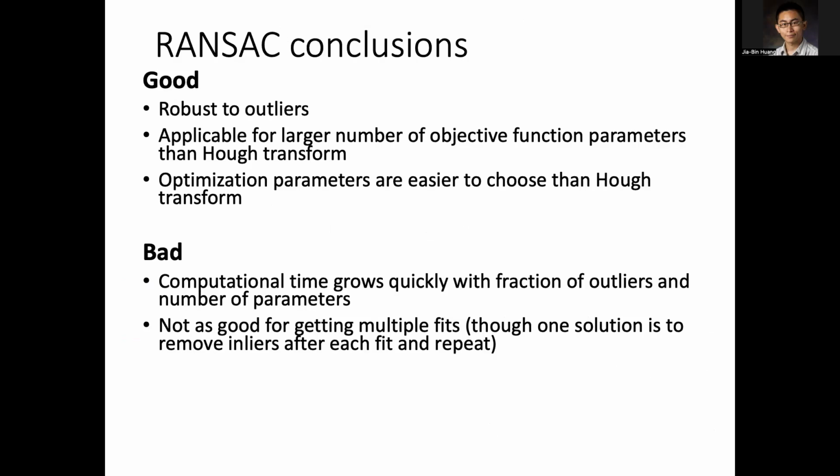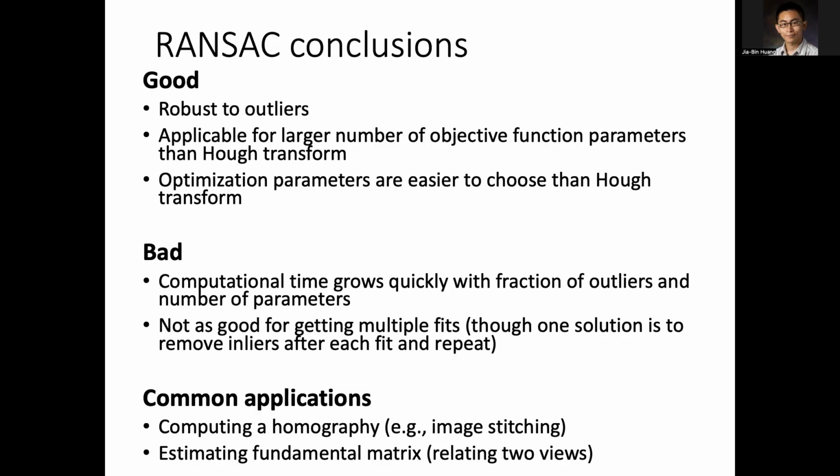Okay, so RANSAC is robust with outliers. It's applicable to a larger number of objective functions. It's great. And yeah, the problem is that you need to sample more. And it's not as good at fitting multiple models, right? You can do that, but it's not that efficient.